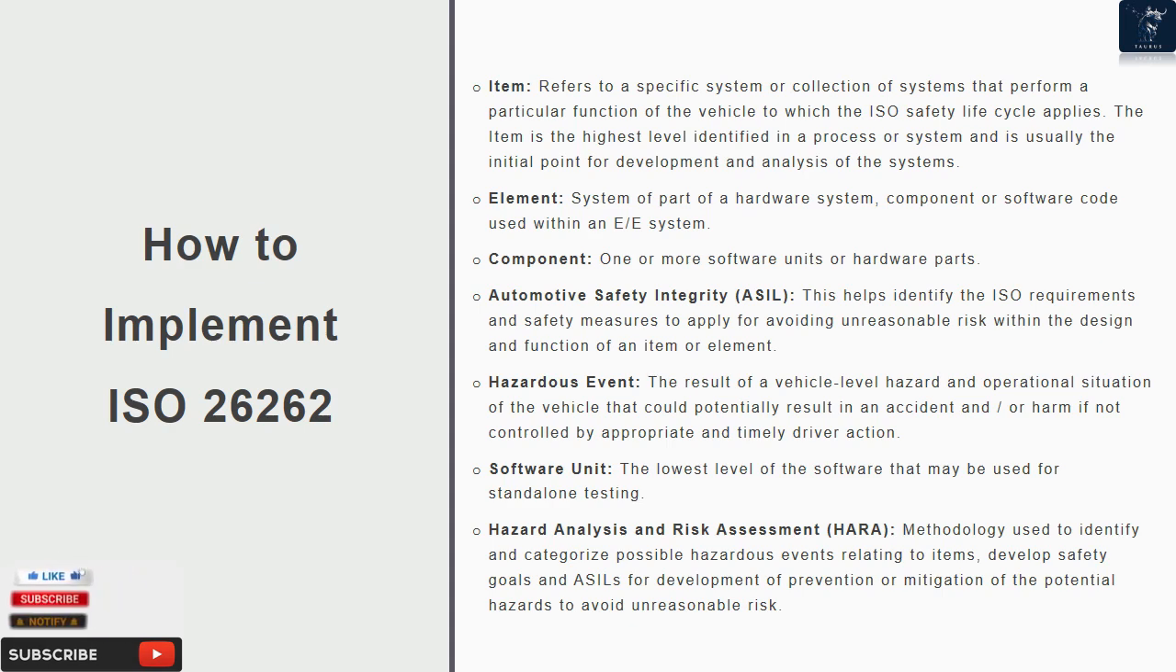Hazardous Event: the result of a vehicle-level hazard and operational situation of the vehicle that could potentially result in an accident and/or harm if not controlled by appropriate and timely driver action. Software Unit: the lowest level of the software that may be used for standalone testing. Hazard Analysis and Risk Assessment, HARA: methodology used to identify and categorize possible hazardous events relating to items, develop safety goals and ASILs for development of prevention or mitigation of the potential hazards to avoid unreasonable risk.